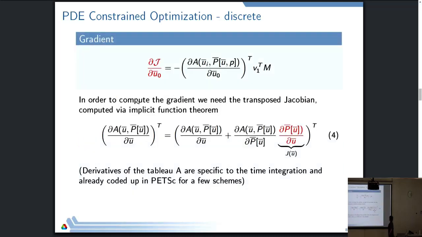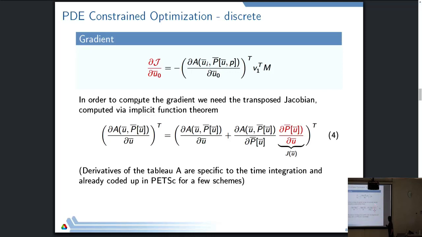So what I'm trying to say with this is that no matter how I try to solve the discrete adjoint, I will always need a Jacobian. This will end up being a Jacobian if I start doing the implicit function theorem and a few other things. These terms here are going to be very well behaved. They're already coded in PETSc by Hongzhang, the other Hongzhang.